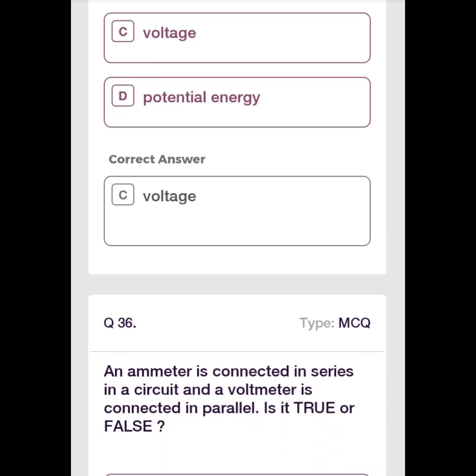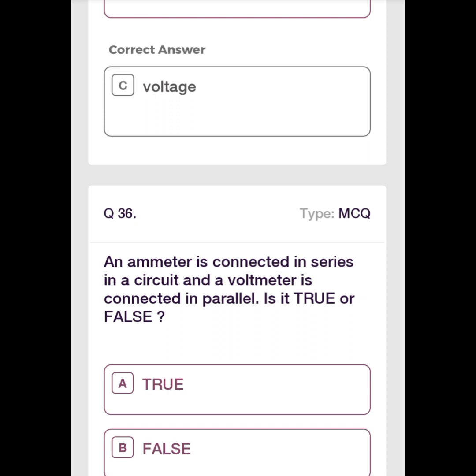Option C is voltage. An ammeter is connected in series in a circuit and voltmeter is connected in parallel. Is it true or false? Ammeter should be connected in series, yes, to measure the current, and voltmeter should be connected in parallel, yes. The voltmeter has got high resistance, so it will not allow the current to pass through the voltmeter. All the current will be flowing through only the bulb. So therefore it is easy to measure the correct voltage.